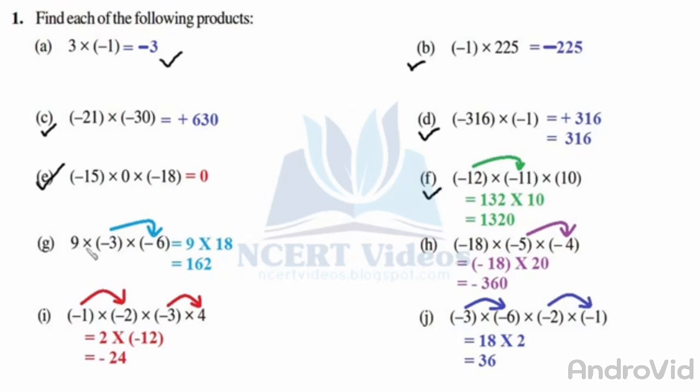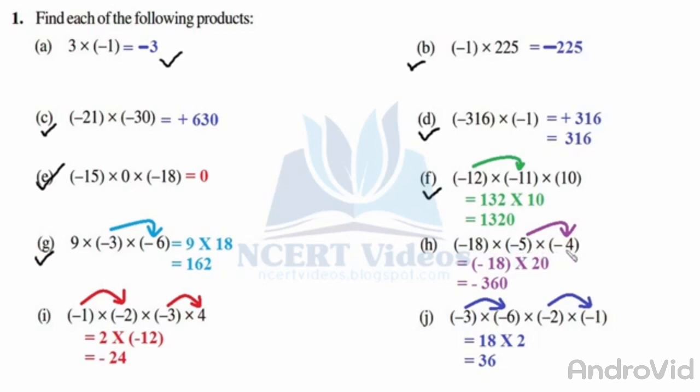G part, here first of all we will multiply 3 into 6, which gives you 18. Therefore we write 18. Minus minus is plus. Now multiplying it with 9. So you can multiply it. 9 8s are 72, 7 is carry. 9 1s are 9, 9 plus 7 is 16. Therefore 162.